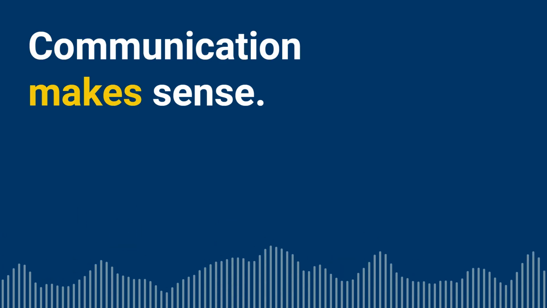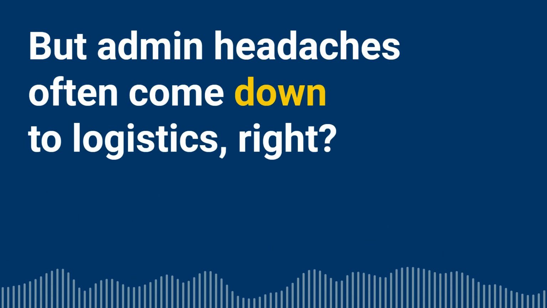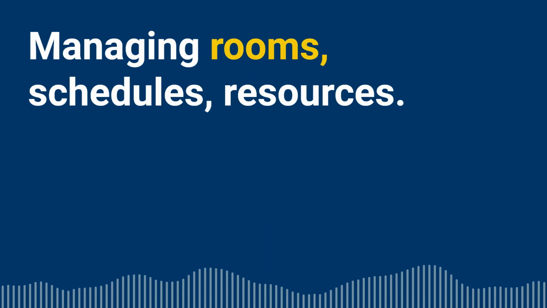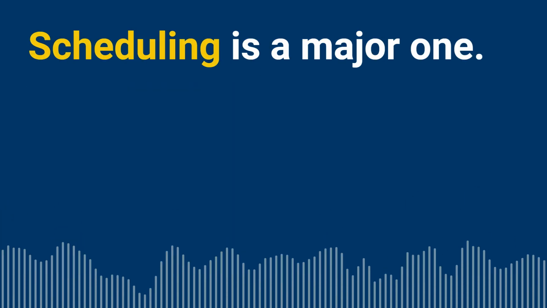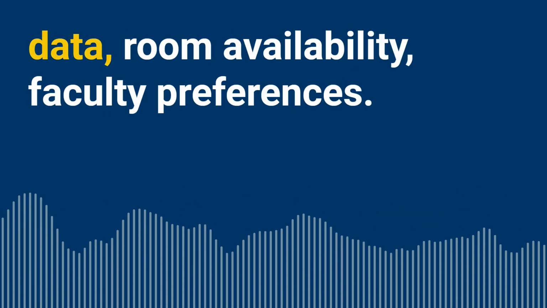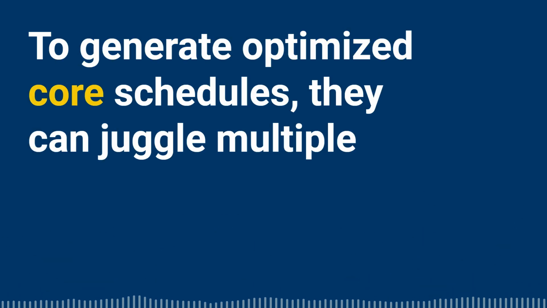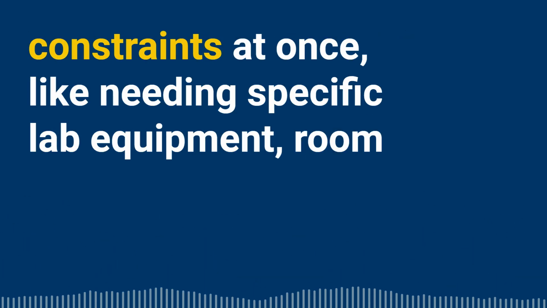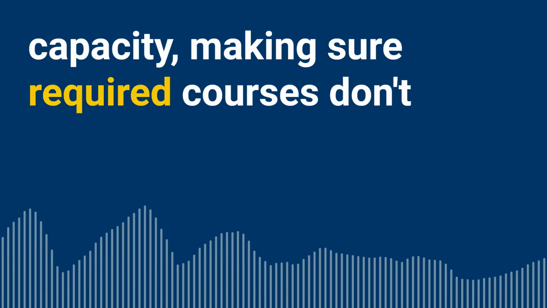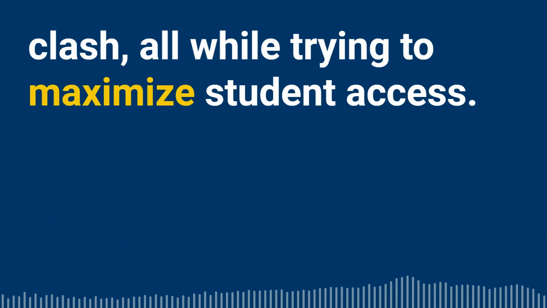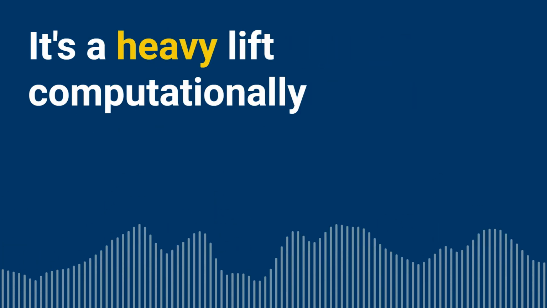Okay, communication makes sense, but admin headaches often come down to logistics, right? Managing rooms, schedules, resources. How is AI helping with the nuts and bolts? Scheduling is a major one. It's complex. AI systems can analyze enrollment data, room availability, faculty preferences, all those variables to generate optimized course schedules. They can juggle multiple constraints at once, like needing specific lab equipment, room capacity, making sure required courses don't clash, all while trying to maximize student access. It's a heavy lift computationally.